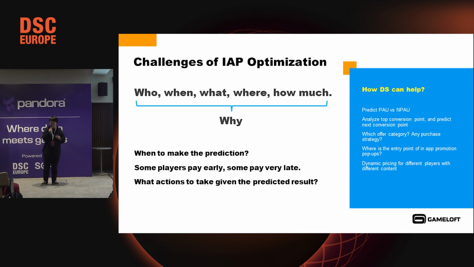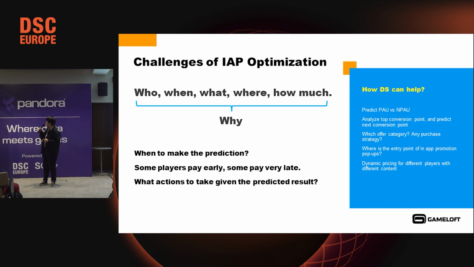Some players pay very early. We have some use cases where they didn't even start the first race, they just finished the tutorial and they already bought something. When we showed the charts to our game team, they were like, okay, maybe we should make the tutorial shorter so they can just enter the game, go to the shop and buy the thing they want. But some players pay very late.